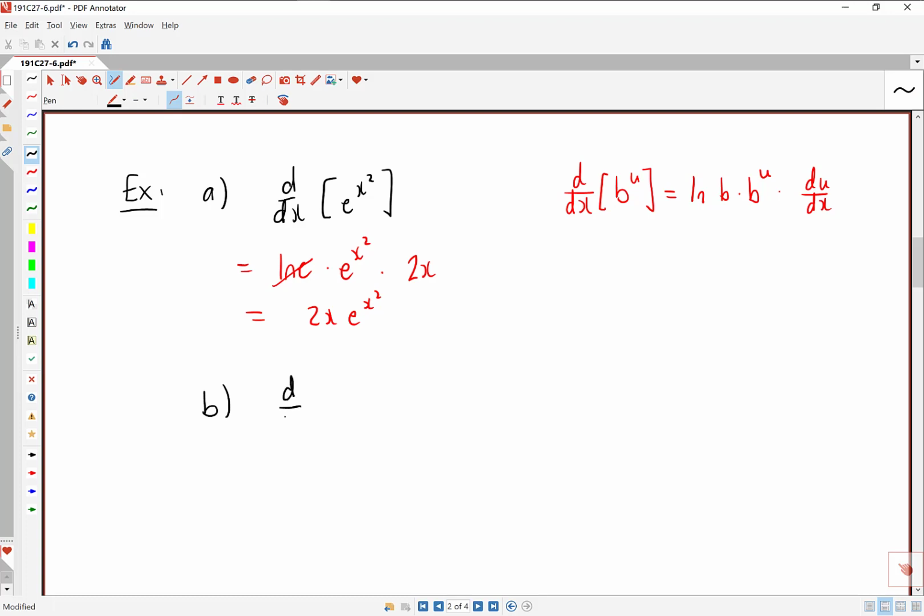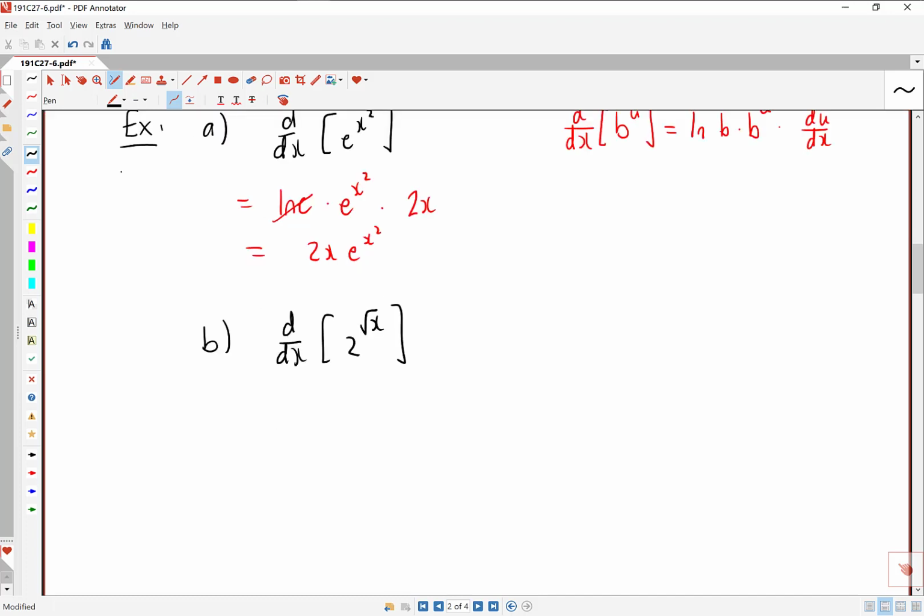Part B, let's try taking the derivative of something like 2 to the root x. So if you prefer, before you take your derivative, you could just rewrite your function. You could say that's like taking the derivative of 2 to the x to the 1/2. So x to the 1/2 is our exponent here. And that might make life a little bit easier when we get down to our chain rule.